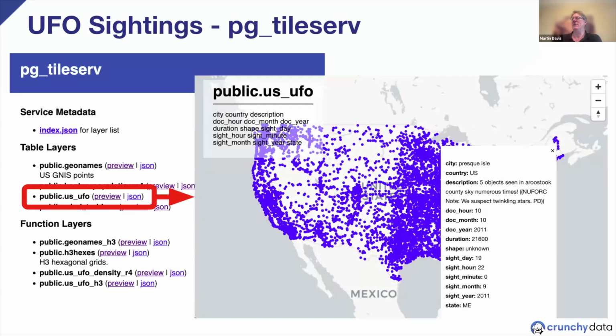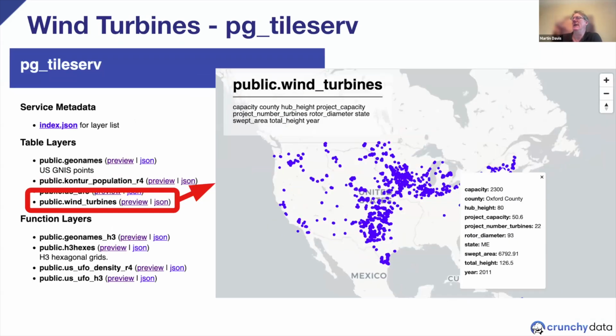So once we've got the UFO sightings loaded, we can visualize it through pg_tileserv. That just pops up automatically, and we get tiles out showing all 60,000 points. And we can do the same thing with the wind turbines. But obviously just seeing them in the pg_tileserv UI, it'd be much nicer to have a custom UI where we can do things like style them.